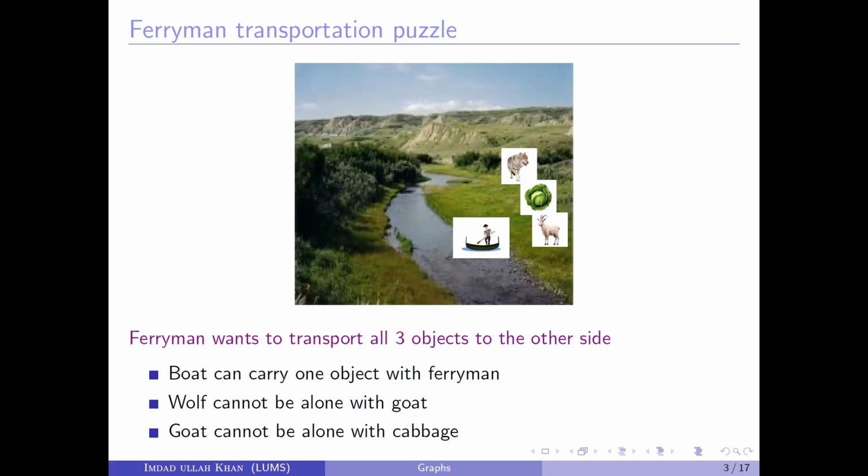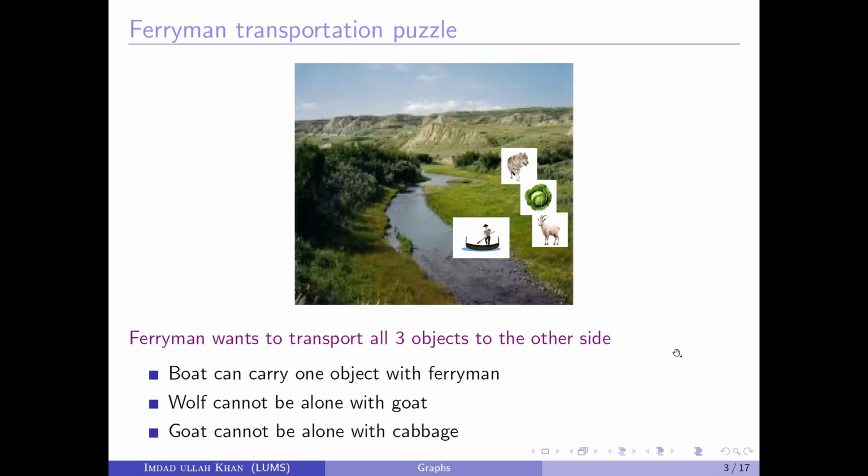So at the start, all those four things, including the ferryman, are on one side. If the ferryman is there, then there's no problem. But if the ferryman goes to the other side of the river, then the wolf cannot be left alone with the goat. Otherwise, the wolf will eat up the goat. And the goat cannot be left alone with the cabbage. If we leave them alone, the goat will eat up the cabbage.